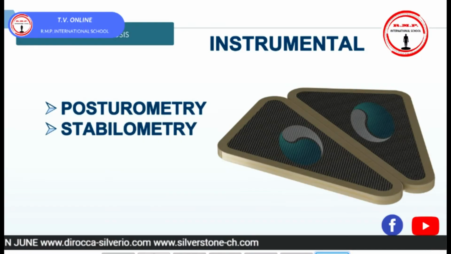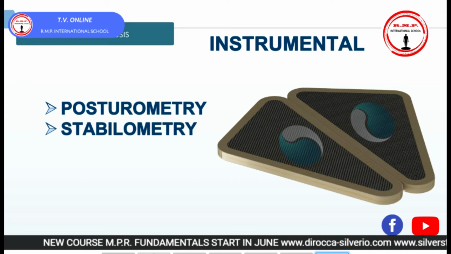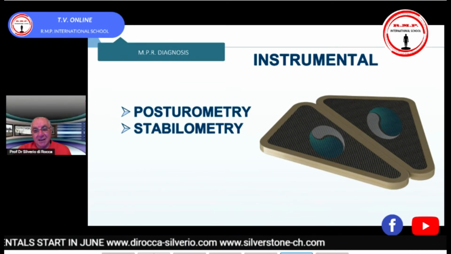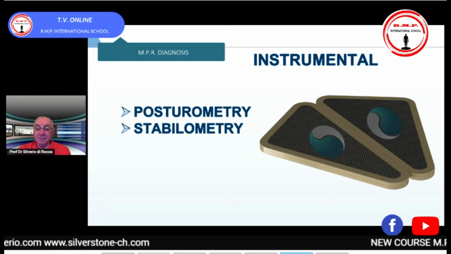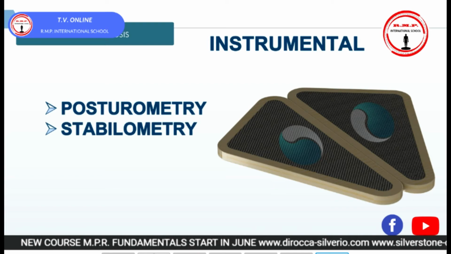Instrumental diagnosis with the posturometer. We will study posturometry and stabilometry of our body, a good measurement to analyze our posture and to investigate if the receivers of the tonic postural system are in balance or not. With this, we can arrive at the root of the problem, clinically and instrumentally.